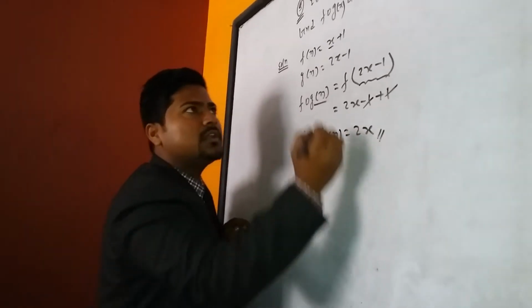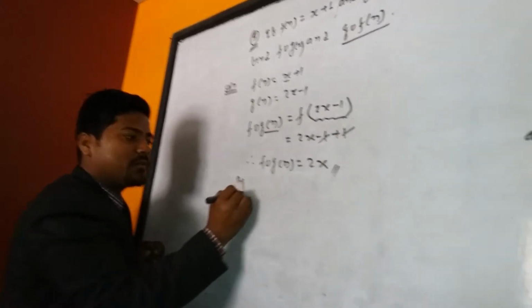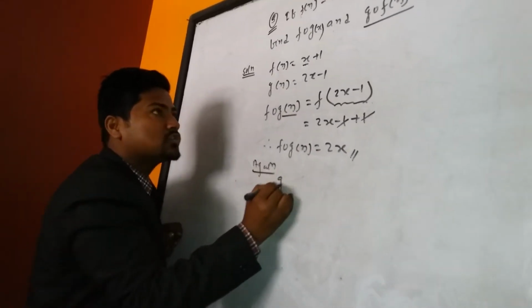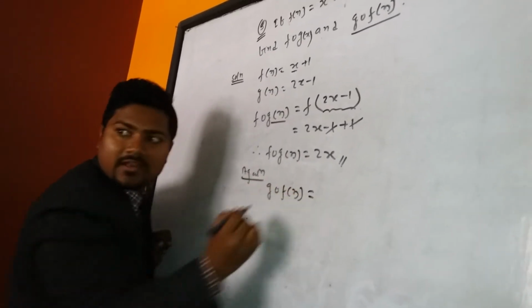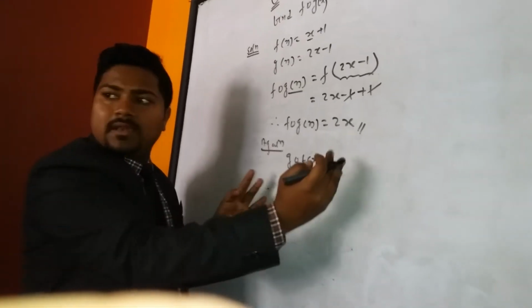Understood? Now similarly gof. Again we have to find gof. So for gof, try to understand. Here we go from left to right.